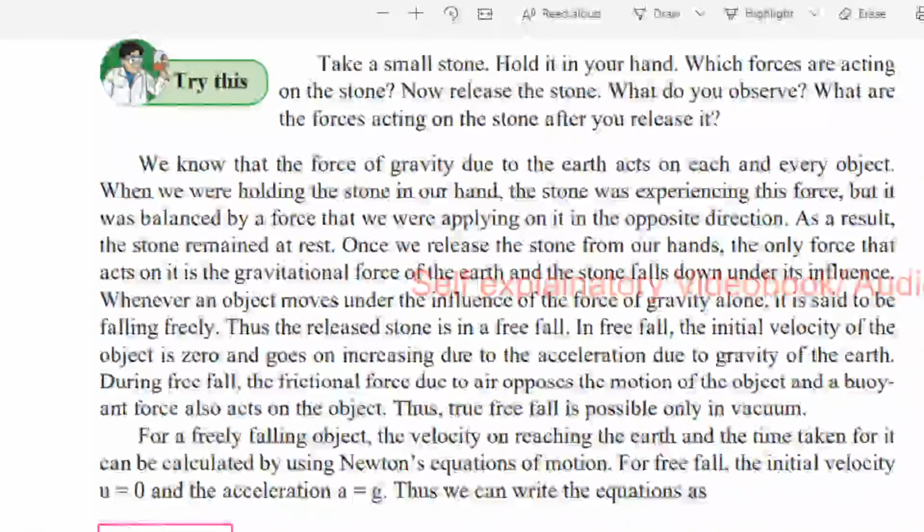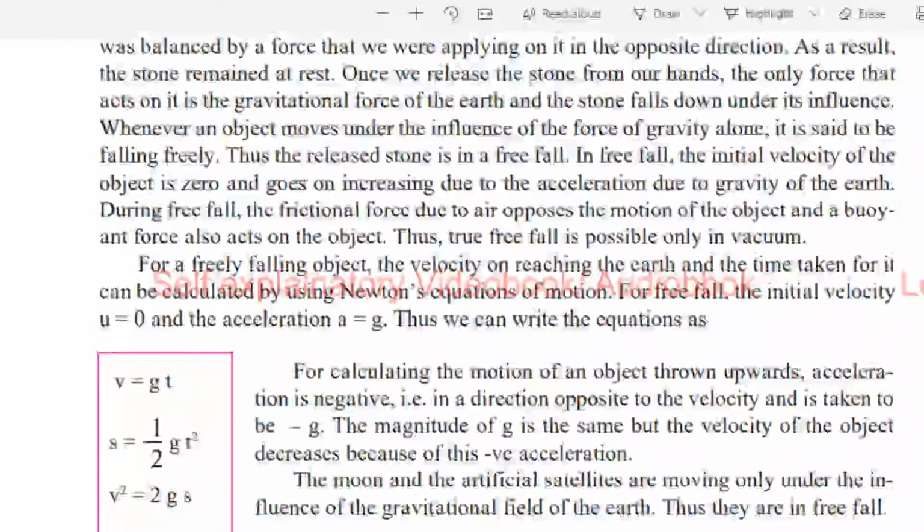During free fall, the frictional force due to air opposes the motion of the object, and a buoyant force also acts on the object. Thus, true free fall is possible only in a vacuum. For a freely falling object, the velocity on reaching the earth and the time taken for it can be calculated by using Newton's equations of motion.